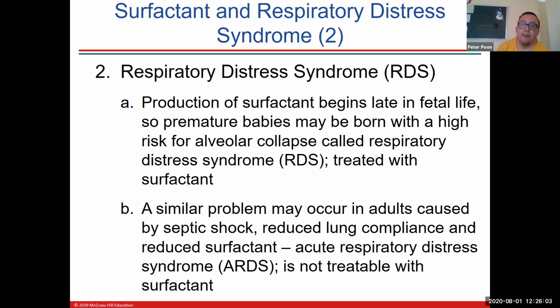And so if you're born premature, you have a risk for RDS, respiratory distress syndrome. That's treated with surfactant. That's also treated by putting babies on ventilators. That's also treated if they know you're coming early, like twins always come early. They treat you with steroids beforehand to get you to produce surfactant early.